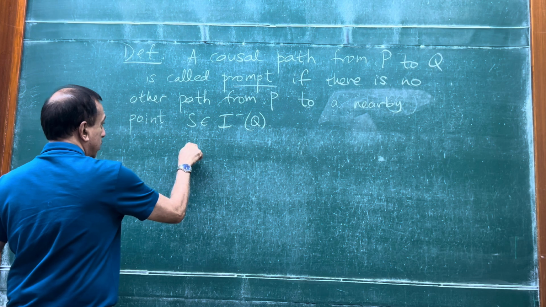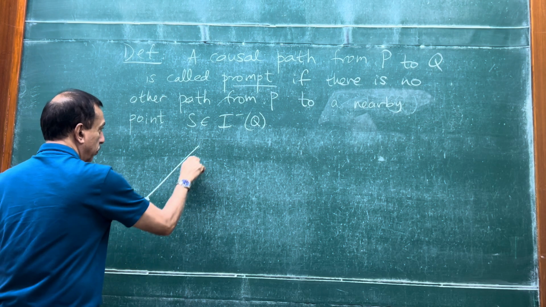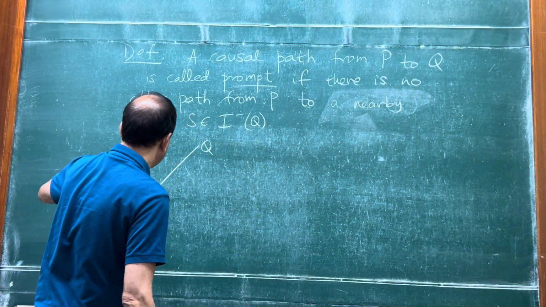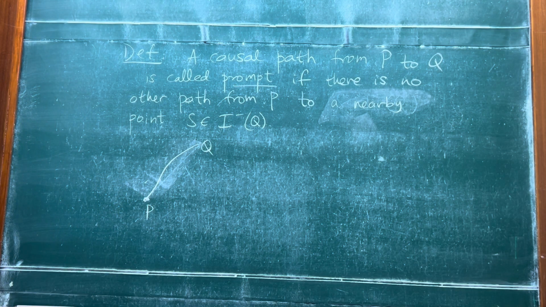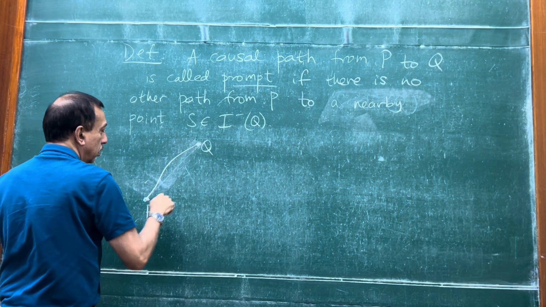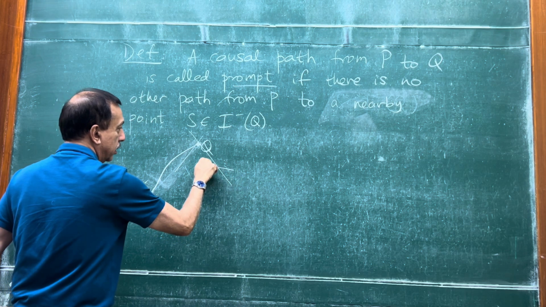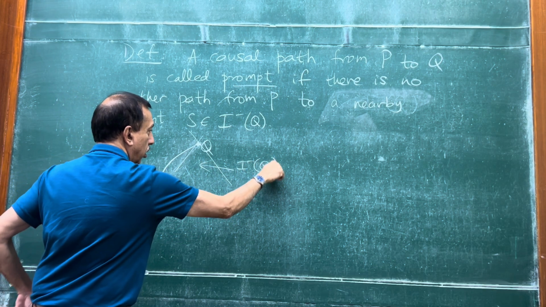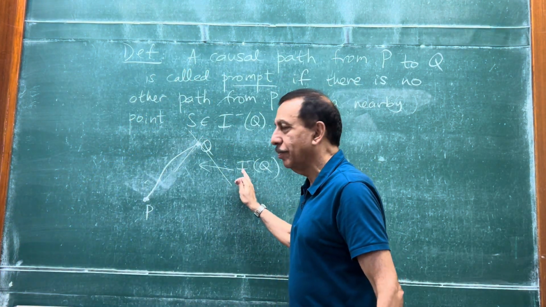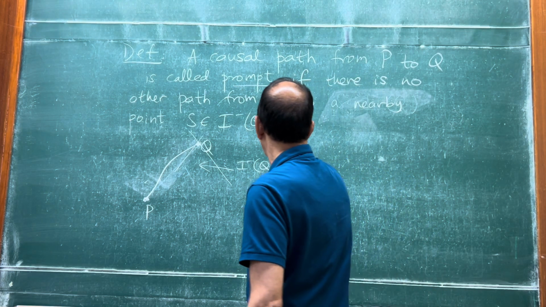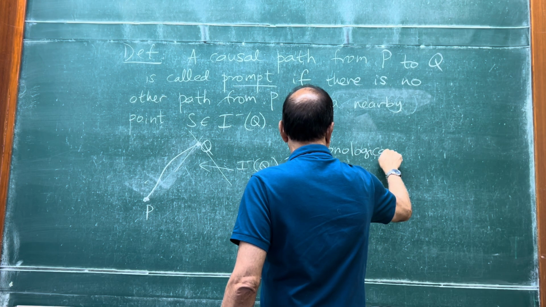Okay, so let's start with a path from P to Q. I shouldn't have drawn it straight. So some path from P to Q. So first of all at Q, let me construct the past light cone. So this region is I minus of Q. It's the chronological past. It's the time-like past. It's not J minus, but I minus. Okay. I hope you remember the difference between chronological and causal, past and future.